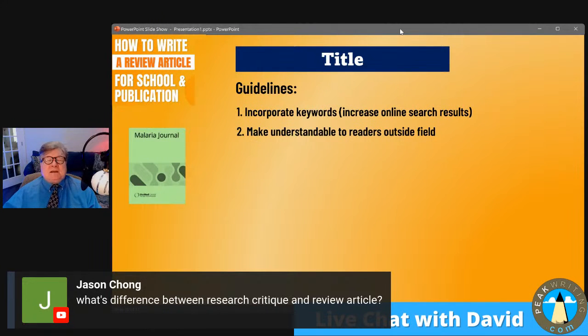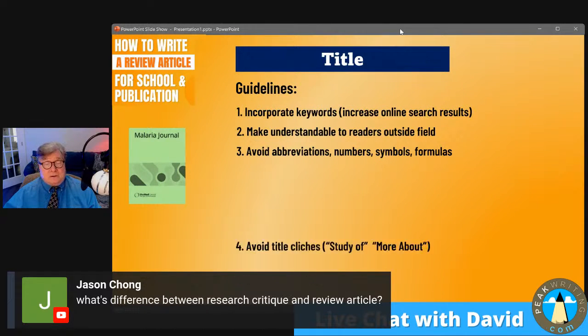There's a tendency, if you haven't written a lot of titles, to try to be really impressive with them rather than functional or practical. So what you want to do is make sure that the title is understandable by even readers outside the field. If readers outside the field can understand it, then you're going to be okay. So this means avoiding abbreviations, numbers, symbols, formulas, and other things that are specific to a given subfield or field.